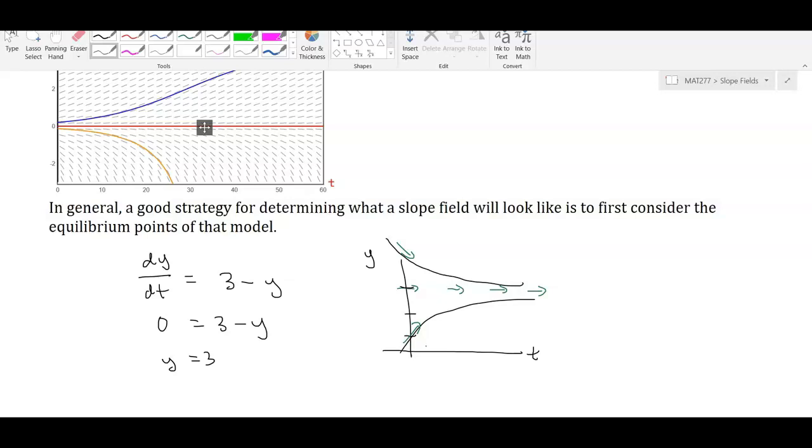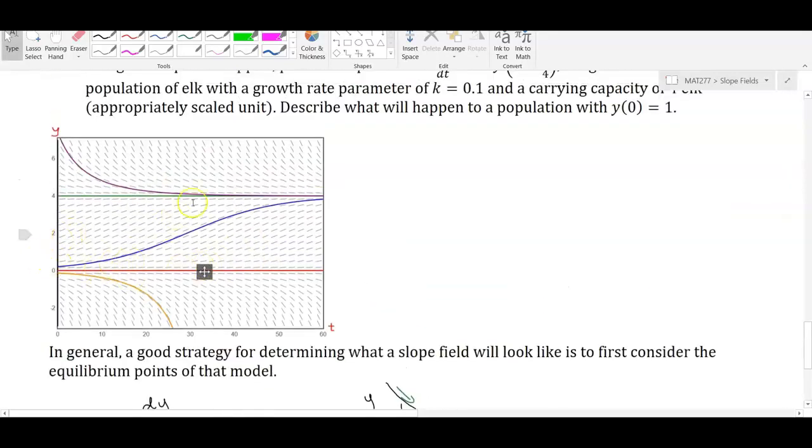So that's it for this video on slope fields. In an ensuing lesson, we're going to get into Euler's method, which is an explanation for how this applet actually produces these solution curves.